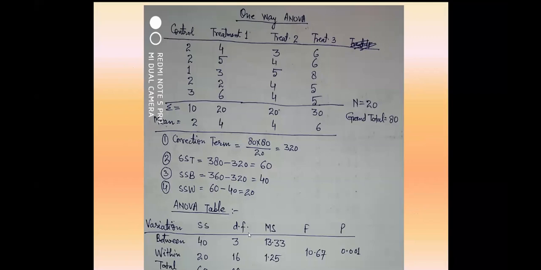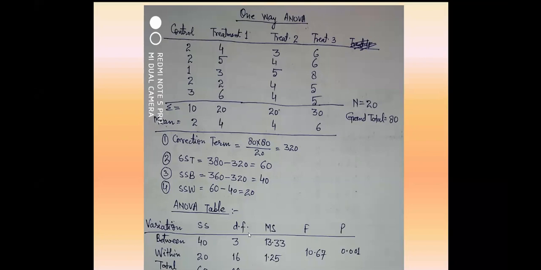Like in the case of control, the mean value is 2. In the case of treatment 1, the mean value is 4. So we do not know which of the two mean values are different from each other. So whether there is significant difference between 2 and 4, or between 4 and 4.